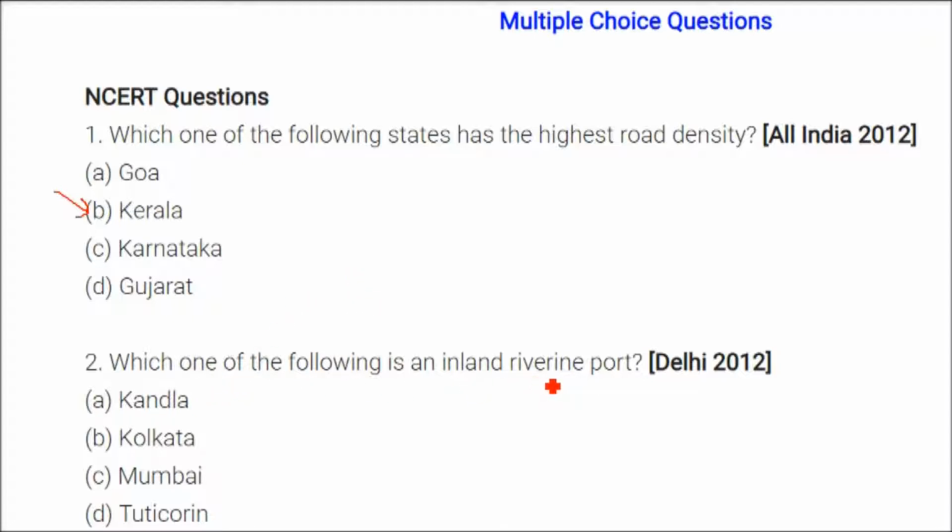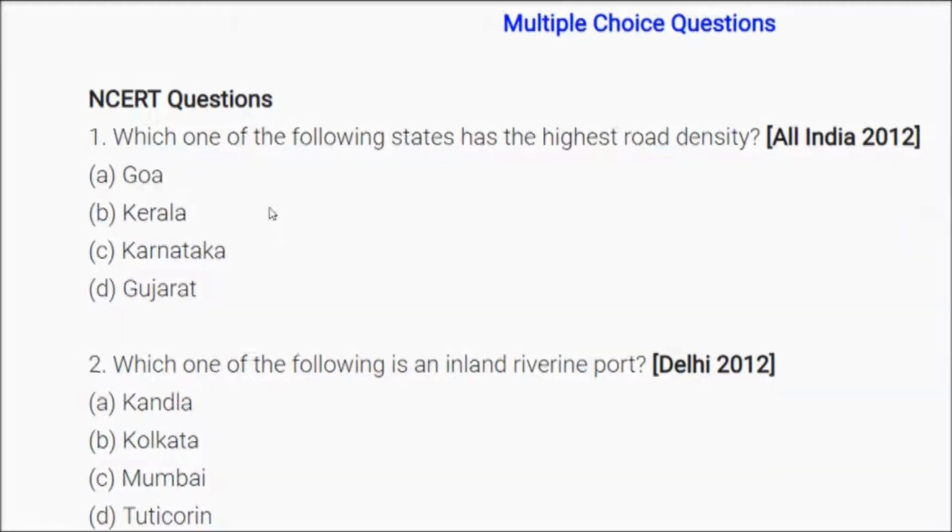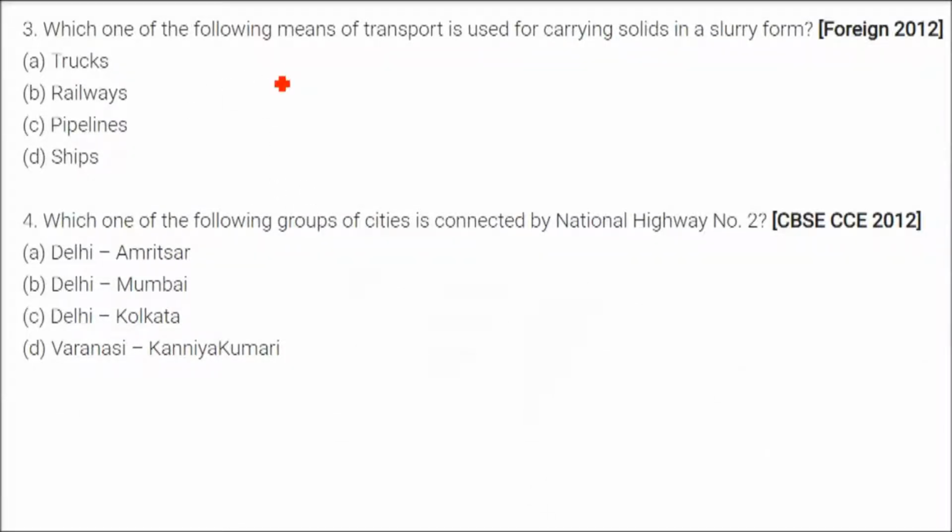Which one of the following is an inland riverine port? The answer is Kolkata. Which one of the following means of transport is used for carrying solids in a slurry form? Pipelines. Which one of the following group of cities is connected to National Highway 2? National Highway number 2. The answer is Delhi Kolkata.